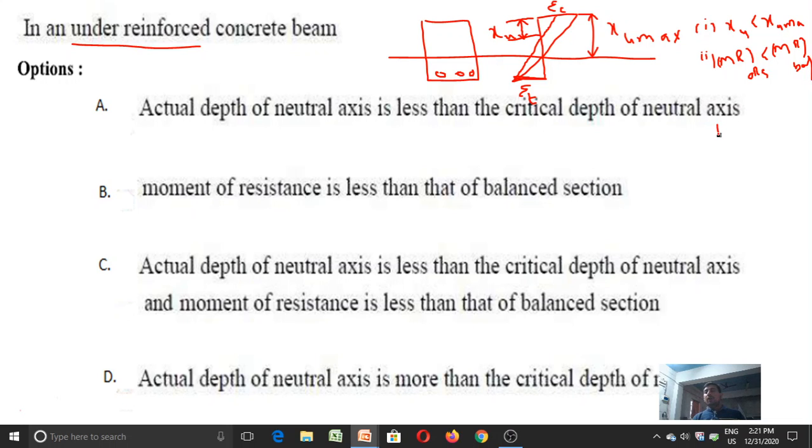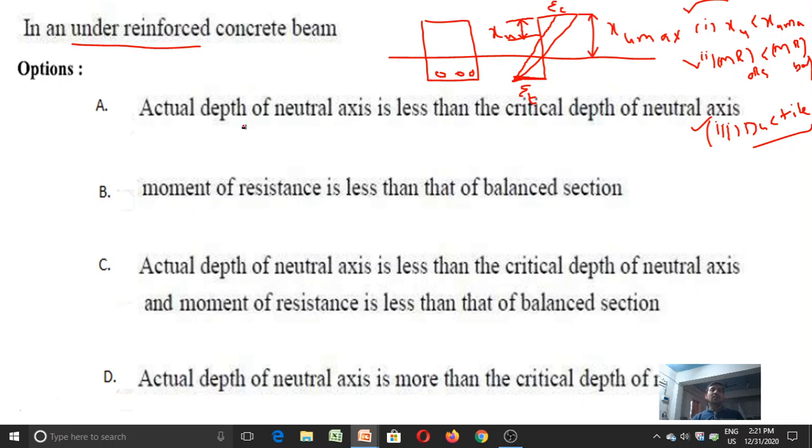One more point I can make here: the failure in this type of section is a ductile failure, as our steel is failing first. Steel is a ductile material. What is ductility? Before failure, the steel will become a small thin wire. That is called the ductility of steel. The failure that occurs in an under reinforced section is ductile failure. So let us see, based on these three important points, which option is correct for this question.